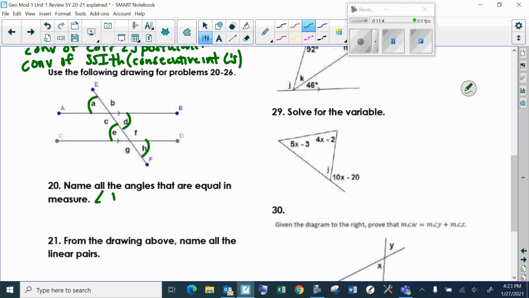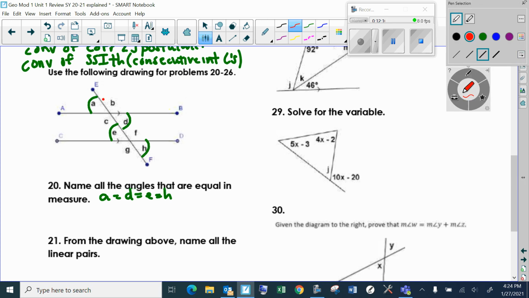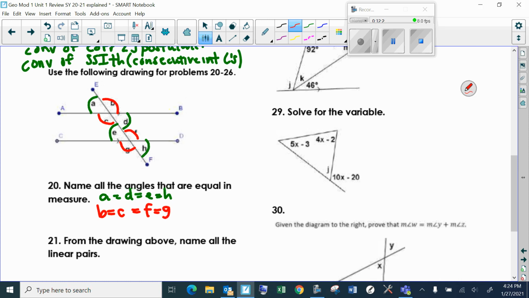So we have angle A congruent to angle, oh, these are lowercase because these have letters. It's like putting a number there. Usually it'd be numbers, but in this case, I put lowercase. So A equals D equals E equals H. And then, of course, we have the other ones that are also congruent. Vertical angles there, alternate angles there, and vertical angles there. So B congruent to C is congruent to F, is congruent to G. From the drawing, name all the linear pairs.